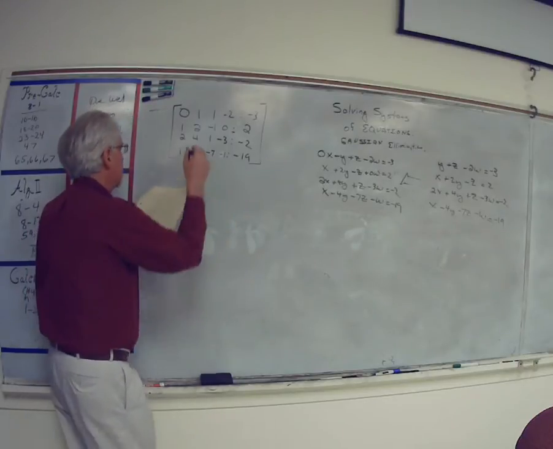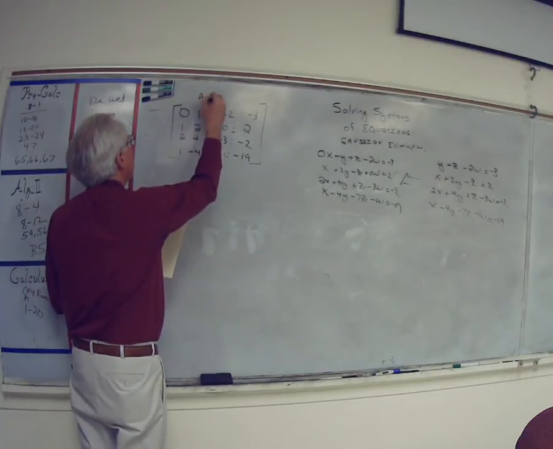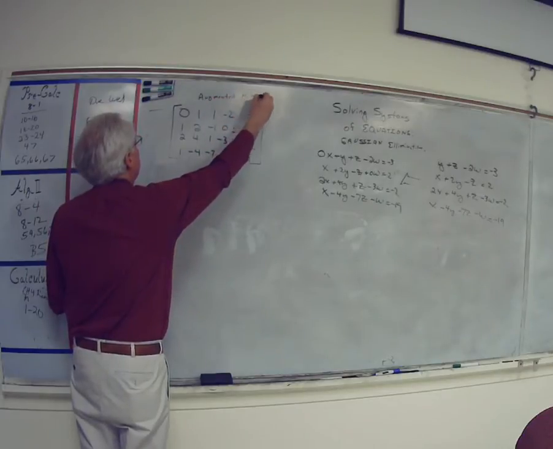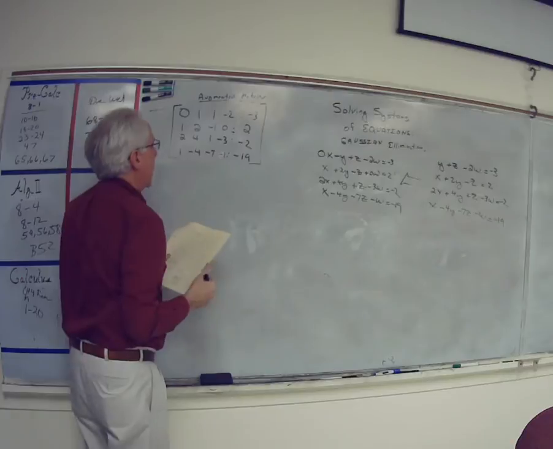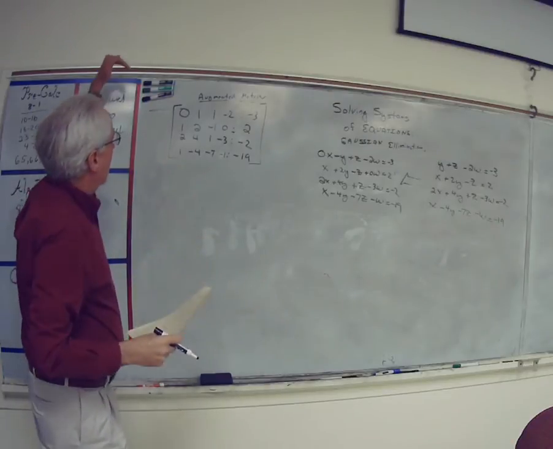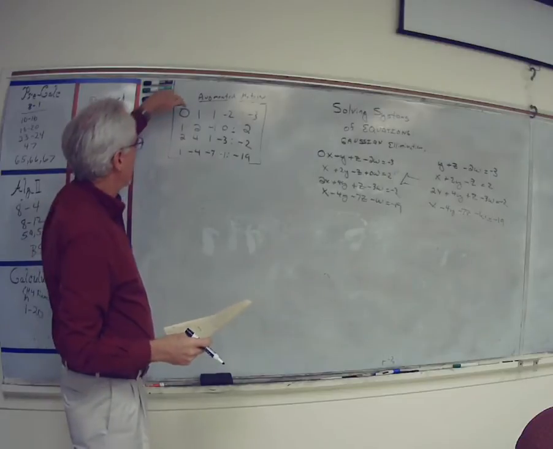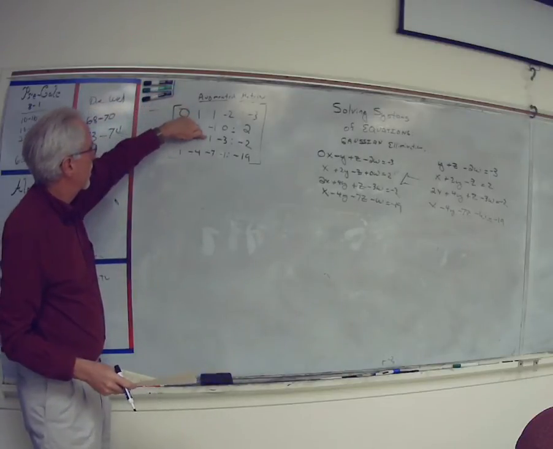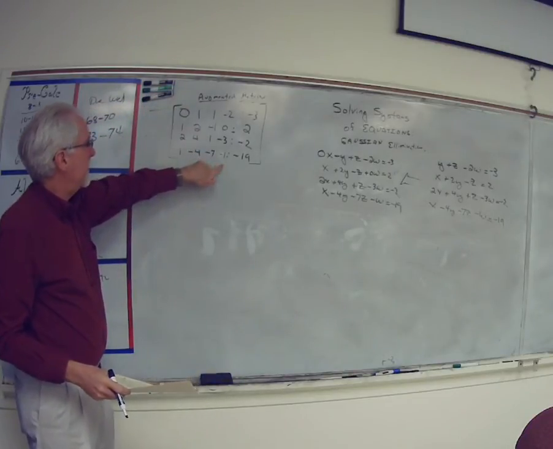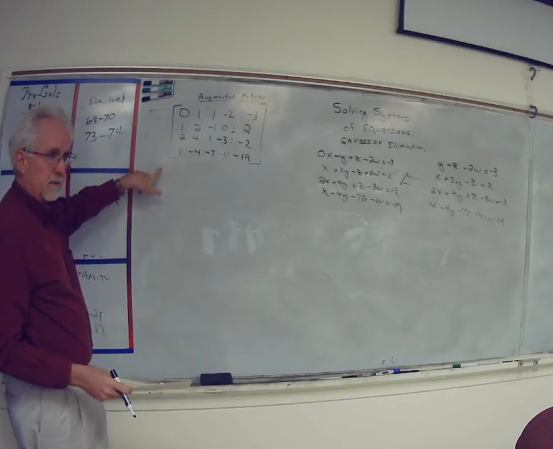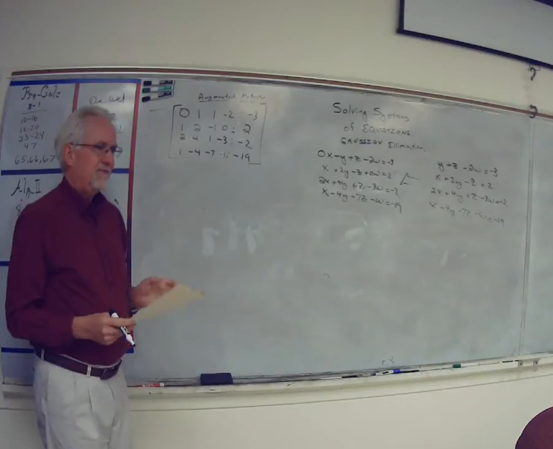Okay, this is your augmented matrix. So what you want to do in Gaussian elimination, I want to get what along the diagonal? 1. So I want a 1 here, a 1 here, a 1 here, a 1 here. And then before the 1 on that row, those all need to be what? Zeros. Yes.